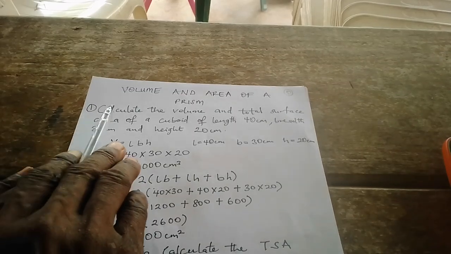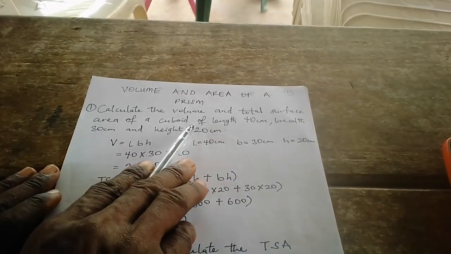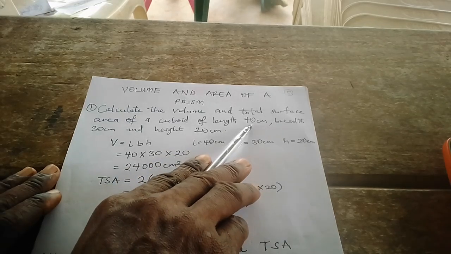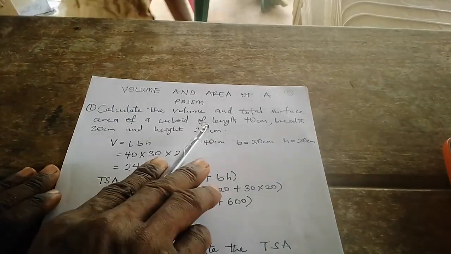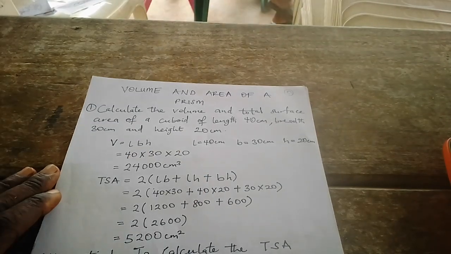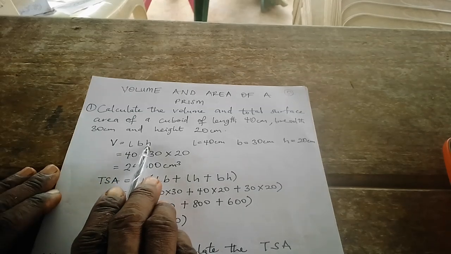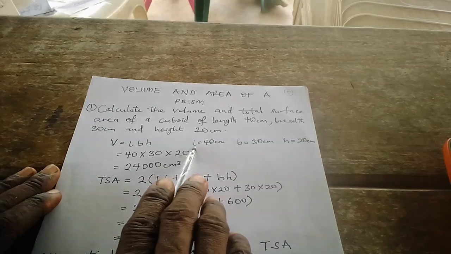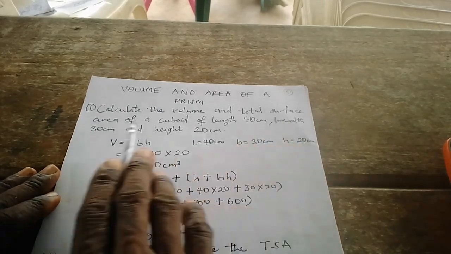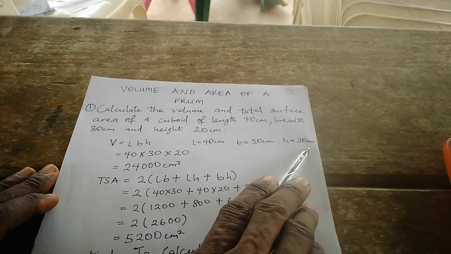Now, number one, calculate the volume and total surface area of a cuboid of length 40 centimeter, breadth 30 centimeter, and height 20 centimeter. So the volume of a cuboid is taken to be what? Length times breadth times height. So that means we are given the length to be 40 centimeter, the breadth is taken to be 30 centimeter, and the height is taken to be 20 centimeter.